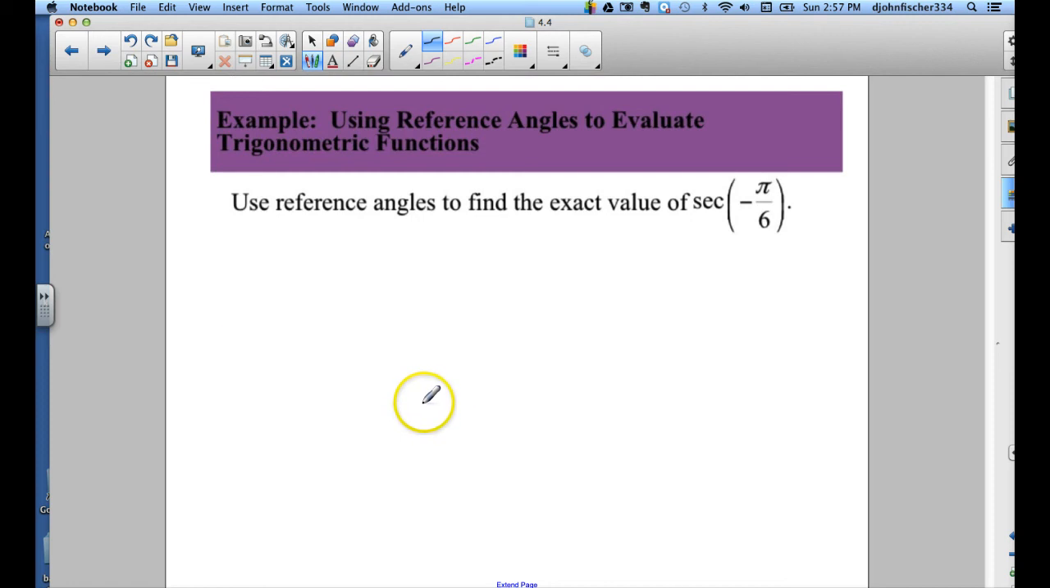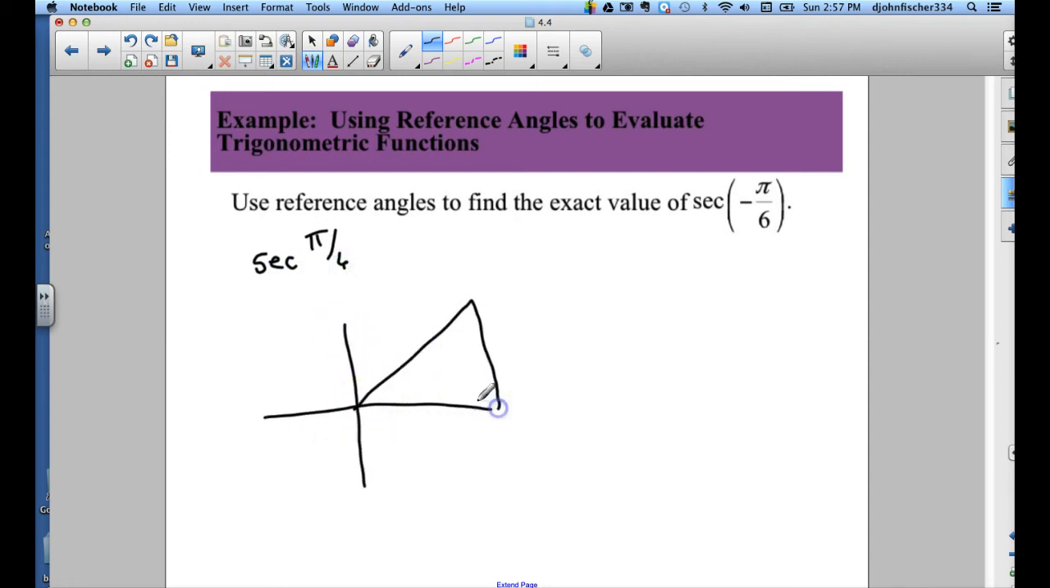Let's try secant of negative pi over 6. So, negative pi over 6, reference angle. Well, secant is an even function, so therefore this is the same as secant of pi over 6. So now we're in the first quadrant. And so that's my reference angle, pi over 6. Now pi over 6 is 30 degrees, I believe. 180, yep, 30 degrees. So this is a 30 degree, or pi over 6. We know that opposite my 30 is 1. Hypotenuse 2. This is square root of 3. And we also know that all of them are positive in the first quadrant.